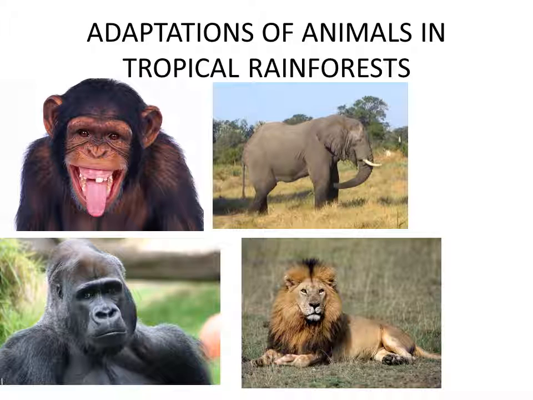The toucan is a bird which possesses a long, large beak that helps it to reach the fruits on branches which are otherwise too weak to support its weight. This is all about the adaptations of animals in the tropical rainforest.